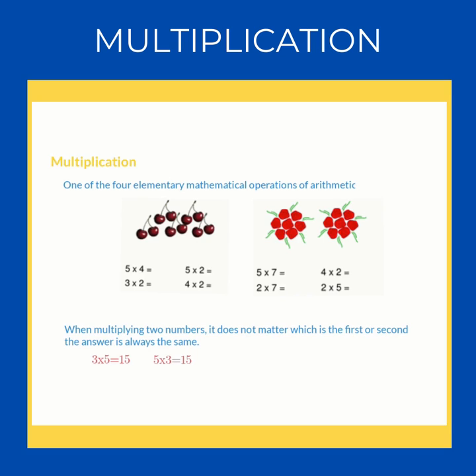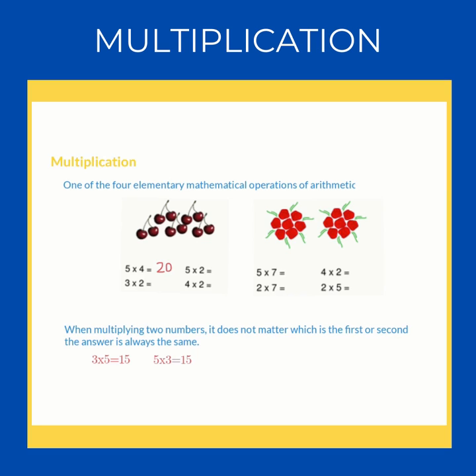So the first one is 5 times 4. 5 times 4 is equivalent to adding 5 four times. So if I add 5 plus 5 plus 5 plus 5, the answer is 20. So 5 times 4 is equal to 20.